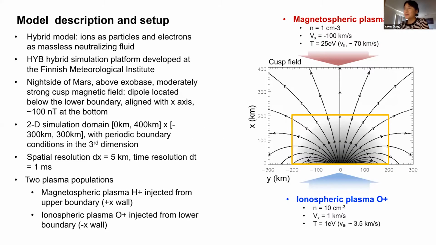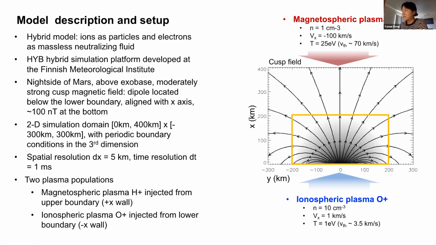So as you all know, a hybrid model tracks ions as particles and treats electrons as a massless neutralizing fluid. We use the hybrid simulation platform developed at the Finnish Meteorological Institute. We apply this model to a cusp region on the night side of Mars above the exobase with a moderately strong cusp magnetic field, which is about 100 nanotesla at the bottom.